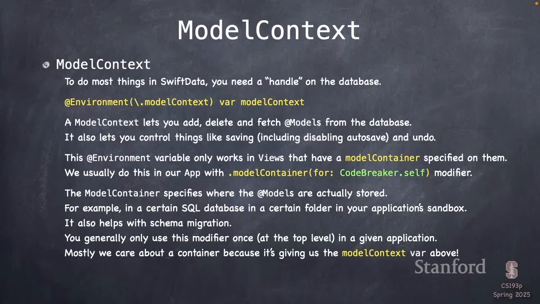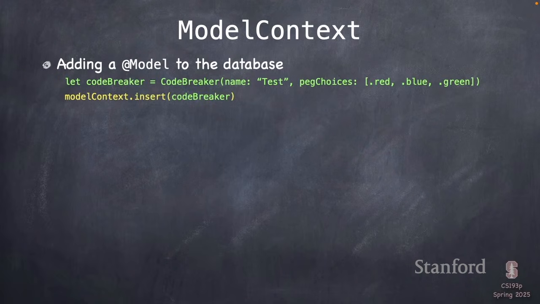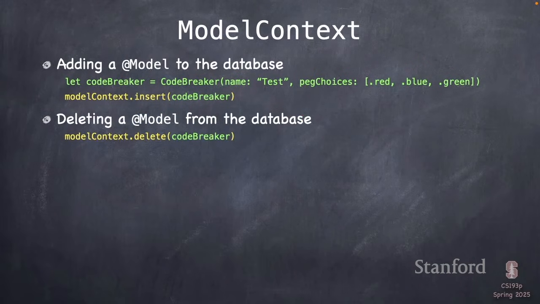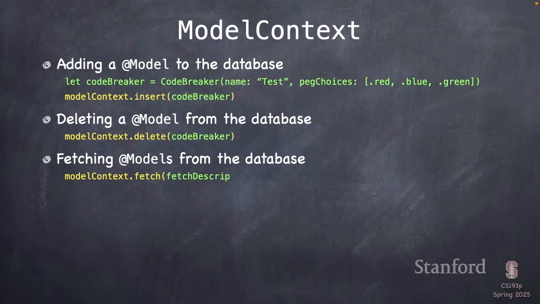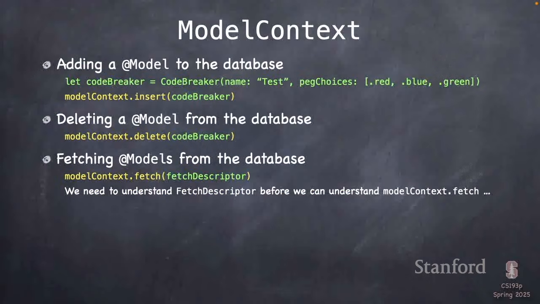Once I have this handle, this ModelContext that I got with that @Environment, how do I add things to the database? I just say insert. See, I've created my CodeBreaker absolutely normally there, name, text, peg choices, whatever, and I'm just saying insert it. And that's going to put it in the database. And I can delete it the same way, just say delete, it deletes it. Totally simple. And then there's fetching. A little more complicated, and so we're going to have to talk a little bit about how to do fetching.